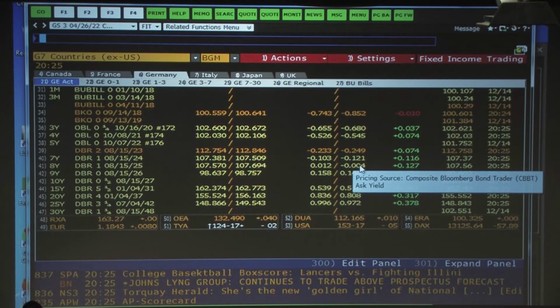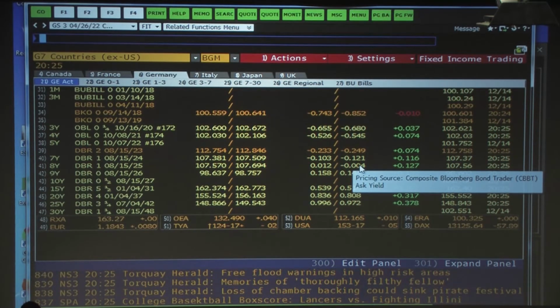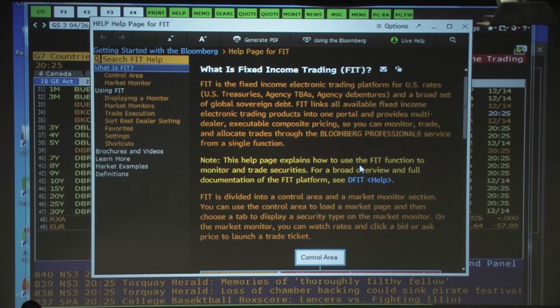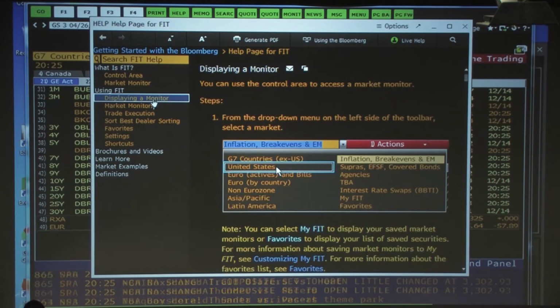But if you don't know what these things mean, the F1 key is also known as the help key. You can click on that. Let's see if this works. Okay, so if you click the F1 key on any page, it'll tell you everything you need to know about that page. You can see this talks about fixed income trading. It tells you what the different securities are, all the different areas within fixed income trading. You can get a feel for what the page has to offer.